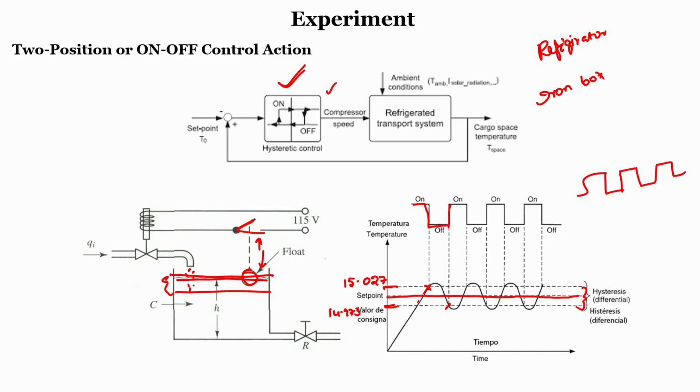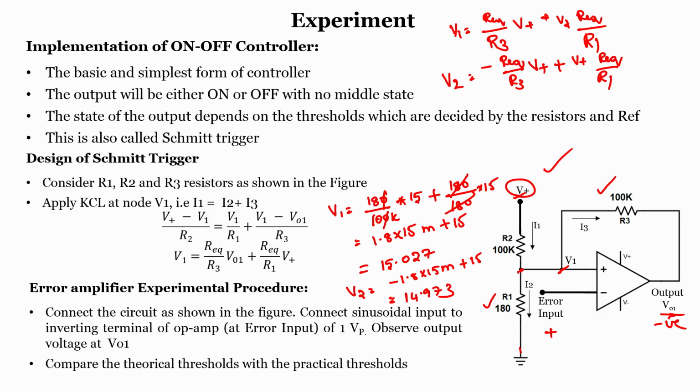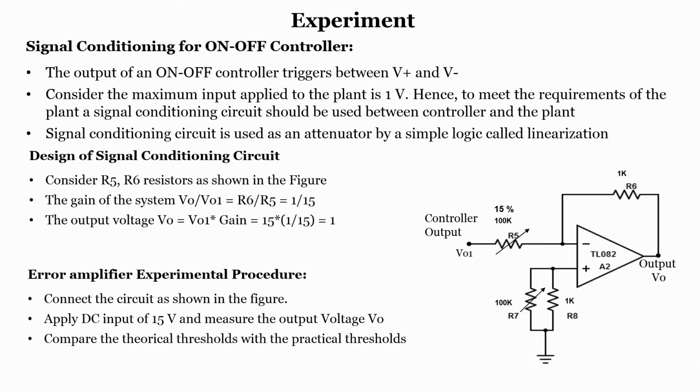Now, how do we understand this in terms of degree centigrade? If you want to understand, we have to understand what is the sensitivity factor that we have used as an input, as a set point to the system. We can do that, but this is not the final output. In order to understand, we should understand what is the signal conditioning circuit that we are using here, right.